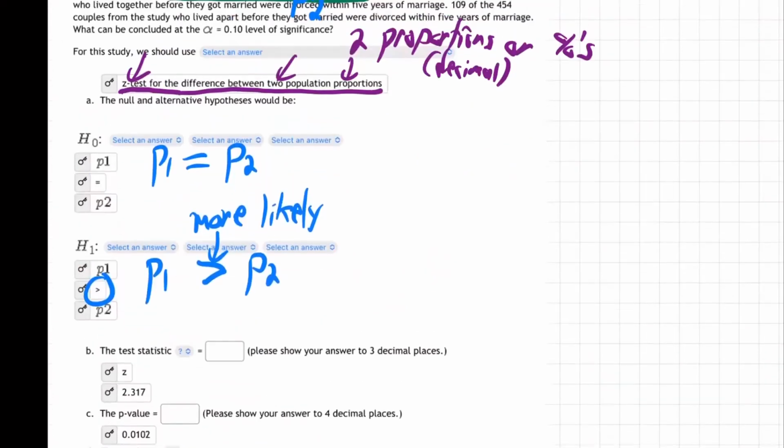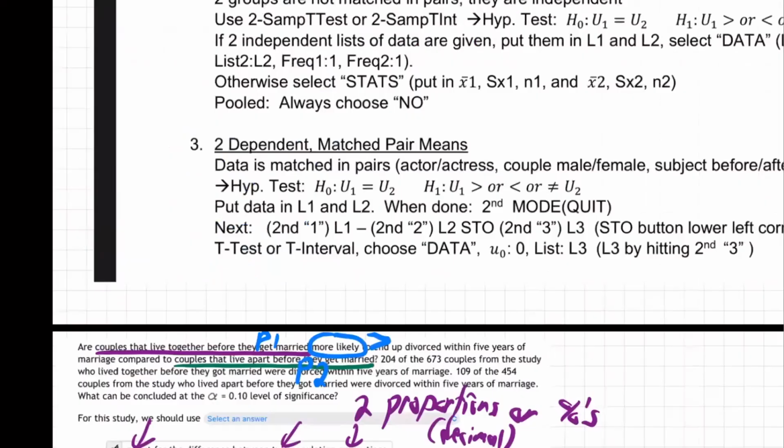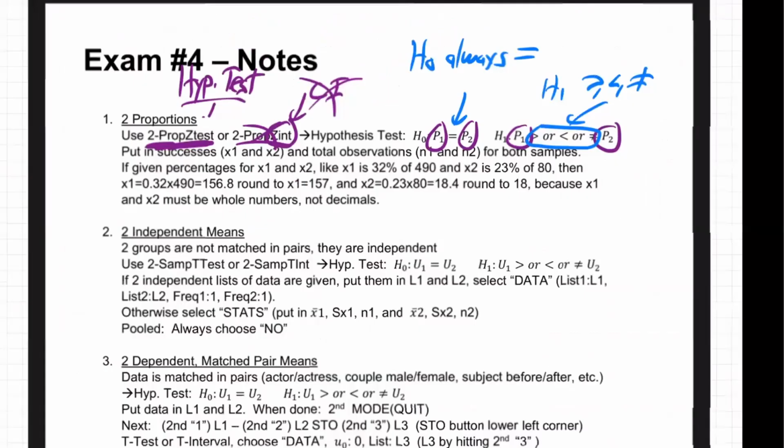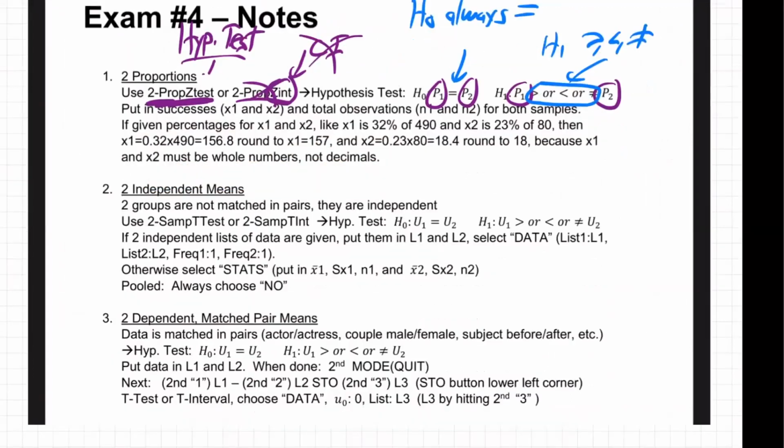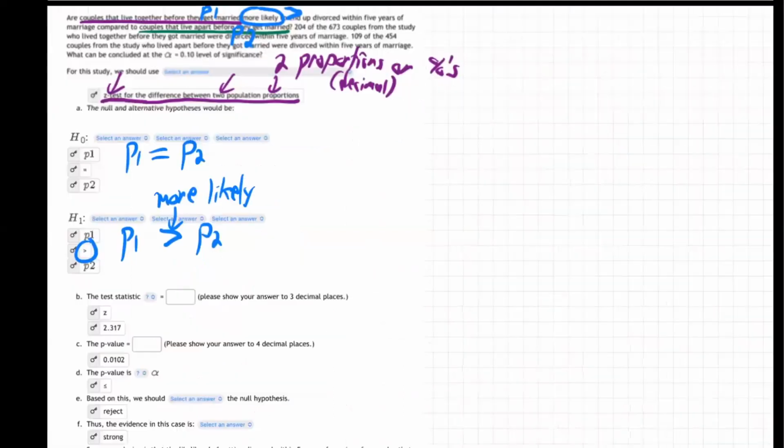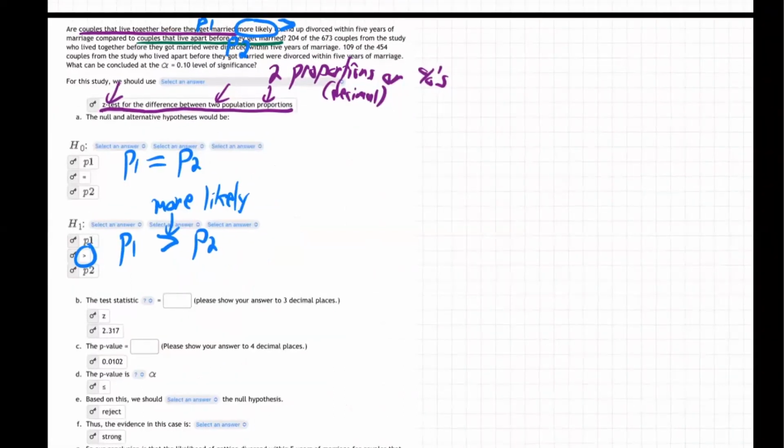So how are we going to do this on the calculator? We'll go back to the notes. Exam 4 notes says put in the successes, X1 and X2, and the total observations N1, N2 for both samples. If you're given percentages, do something else. We don't have percentages on this one. All right, so we've got to basically do that. So let's go to the calculator and I will show you.